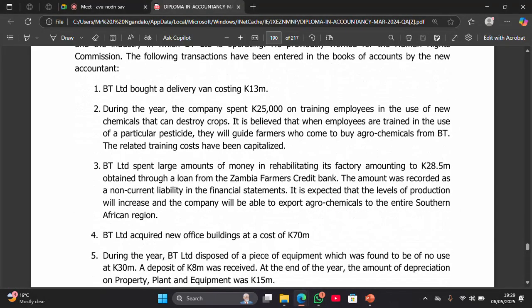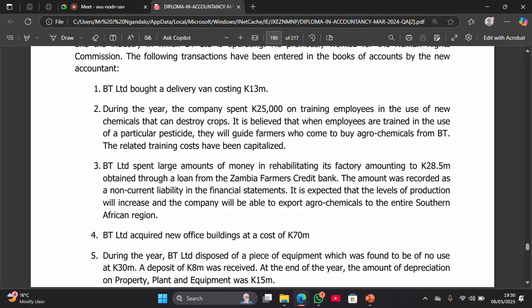Then number 3, we are told BT Limited spent a large amount of money in rehabilitating its factory, amounting to 28.5 million, obtained through a loan from the Zambian Farmers Credit Bank. The amount was recorded as a non-current liability in the financial statements. It is expected that the levels of production will increase and that the company will be able to export agrochemicals to the entire southern African region. So once again, what substantive procedure are you going to do?